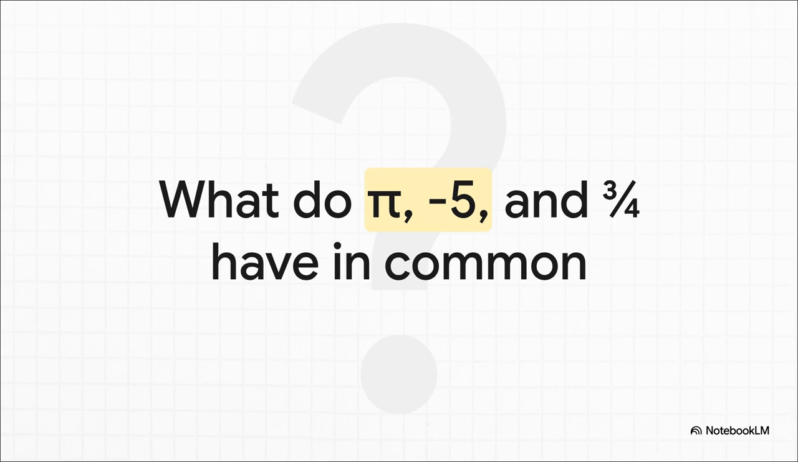All right, let's kick things off with a little puzzle. You look at these three things: pi, the number -5, and a fraction like 3/4. What could they possibly have in common? I mean, they look totally different, don't they? Well, believe it or not, the answer is they're all part of one huge, single family of numbers.